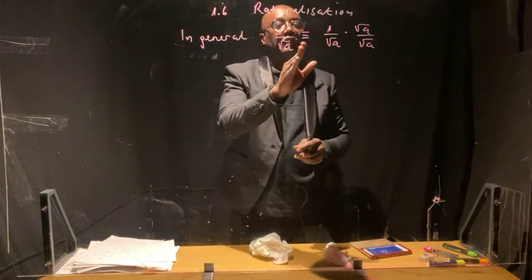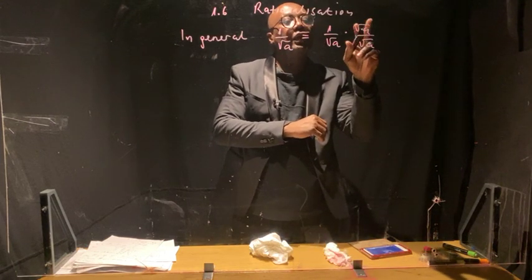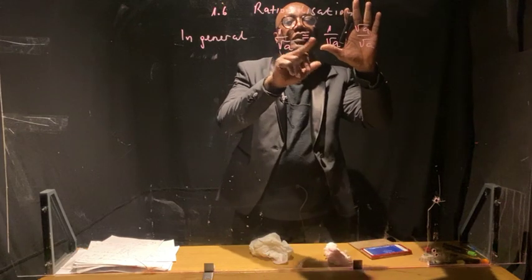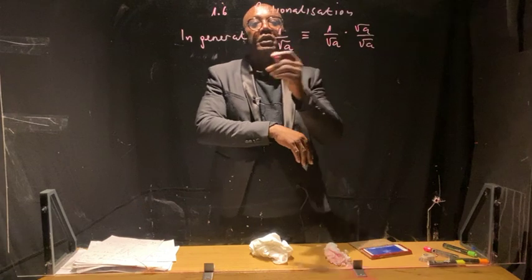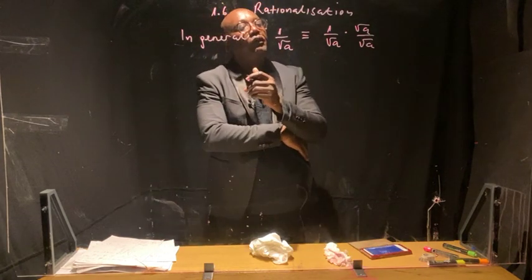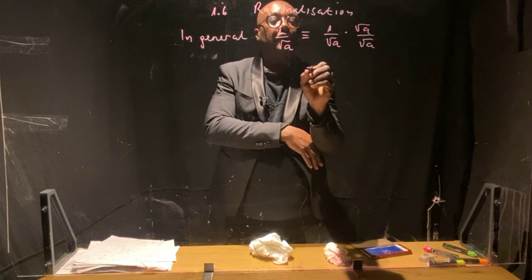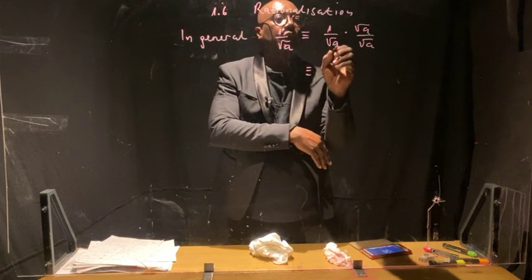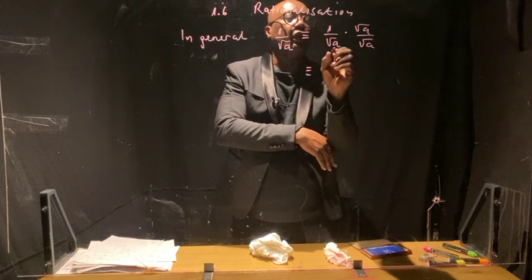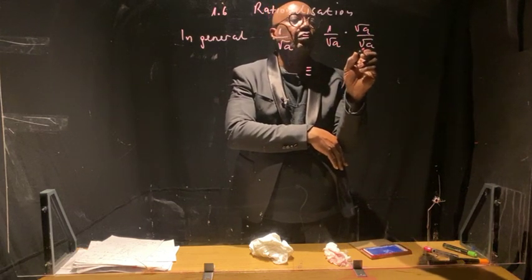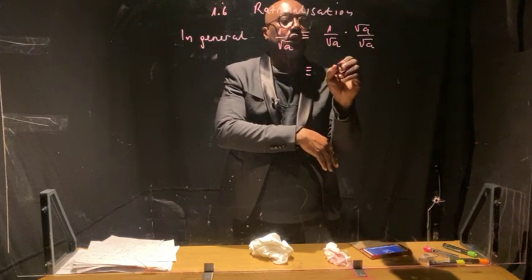The left-hand side is equal to the right-hand side. By any means, if this one and this one cancel out, then you can see that the left-hand side is equal to the right-hand side. This is what is referred to as rationalization. If you expand it further, the numerators are multiplied together as the denominators also multiply together. So 1 times root A is equal to root A.